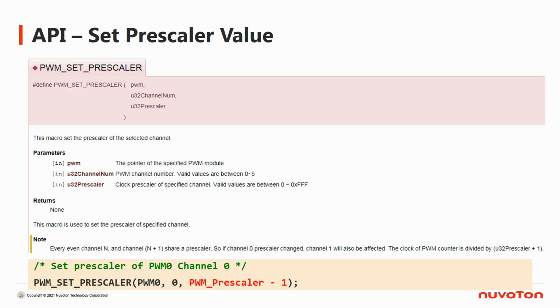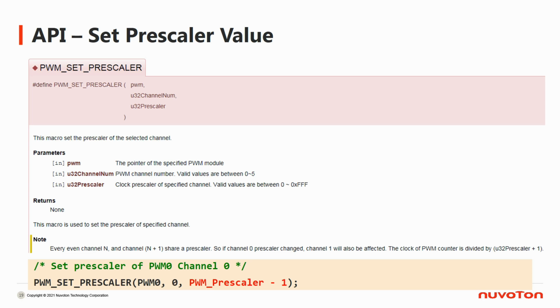The API used to set Prescaler value is PWM Set Prescaler. By this API, we could set the Prescaler value of a specific channel. The example shows to set the Prescaler value of channel 0 of PWM module 0 as PWM Prescaler. Notice that we use PWM Prescaler -1 here.